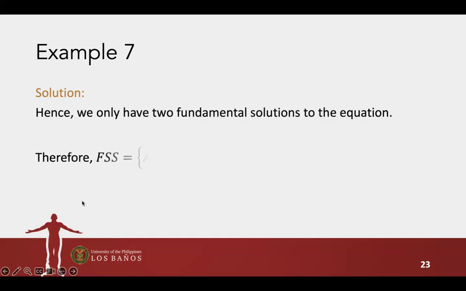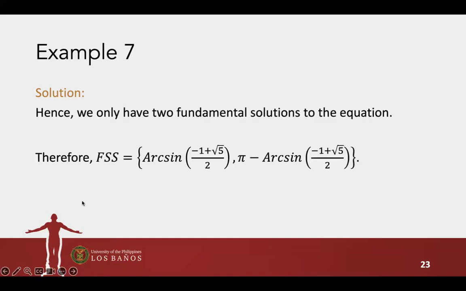So with that, our fundamental solution set will only contain arc sine of negative 1 plus square root of 5 over 2 and pi minus arc sine of negative 1 plus square root of 5 all over 2.